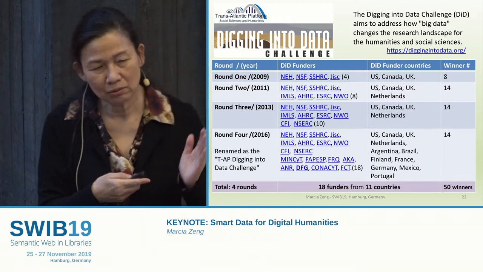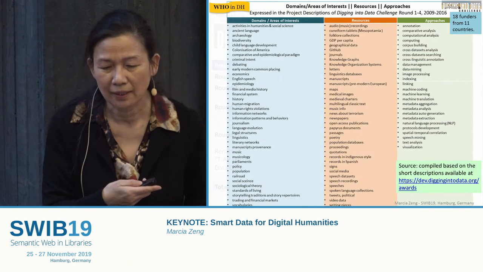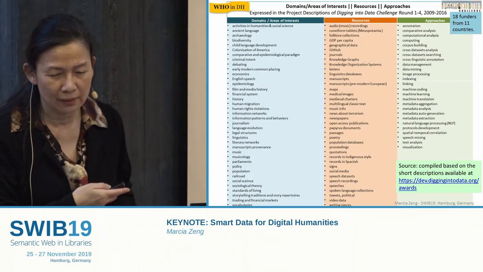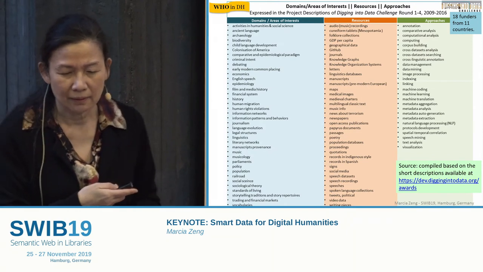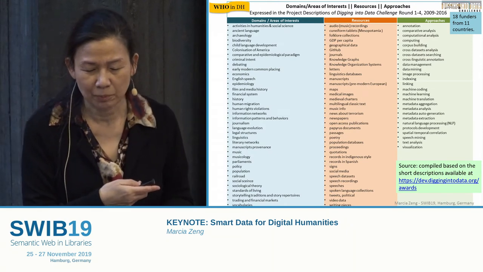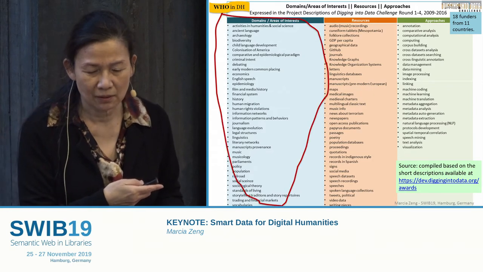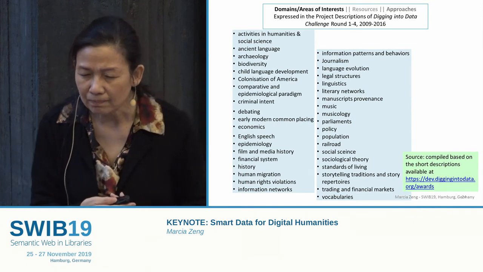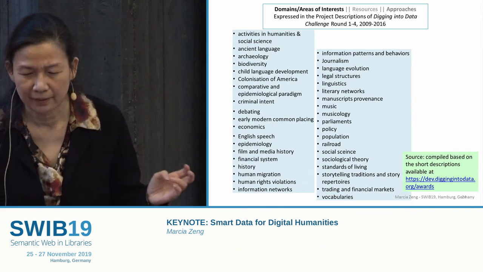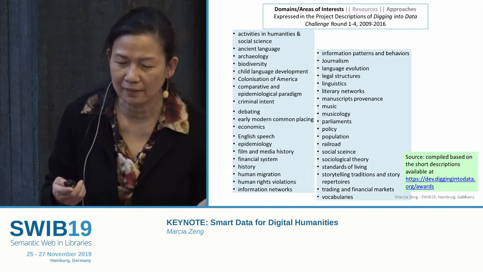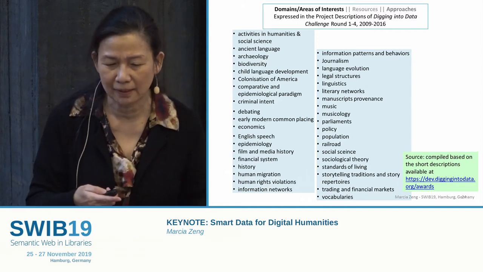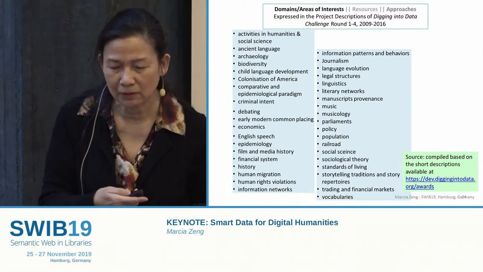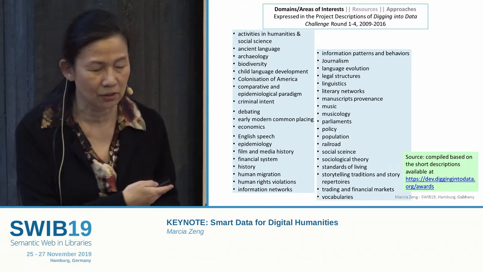I went to the short descriptions and checked what they talk about. There are three different ways: the domain, the resource, and approaches. Looking at the domains and areas of interest, I can see that they're widely spread in the humanities and the social sciences. We can see many, many things where the library is serving the researchers and the education use.